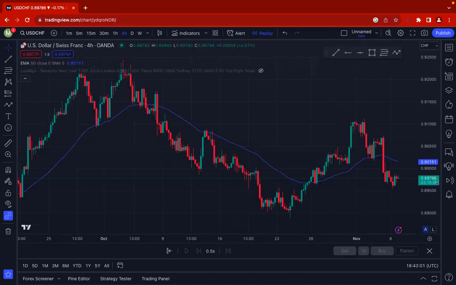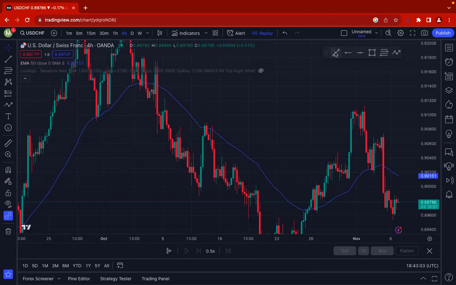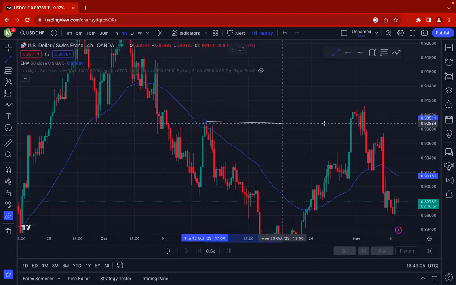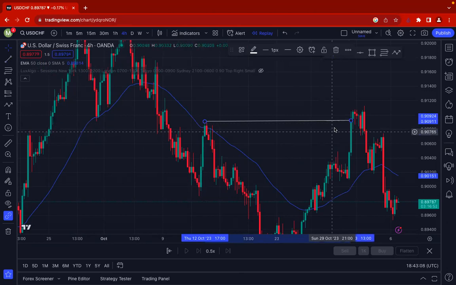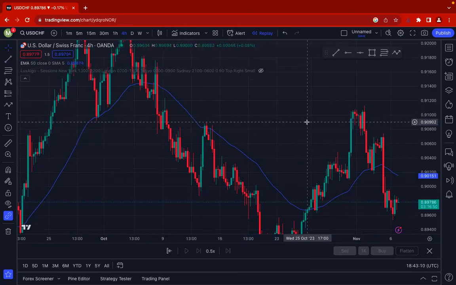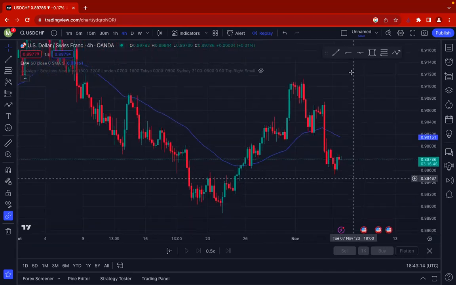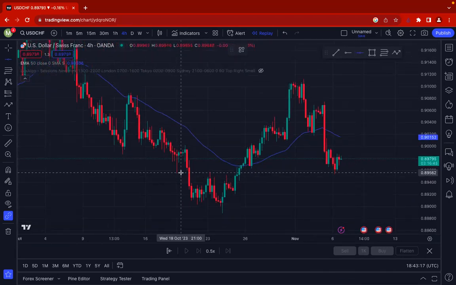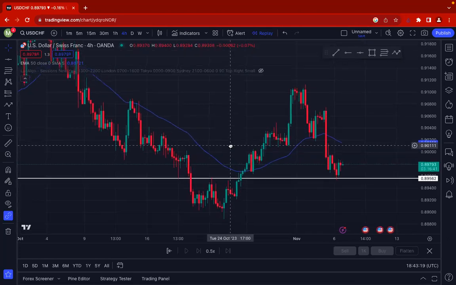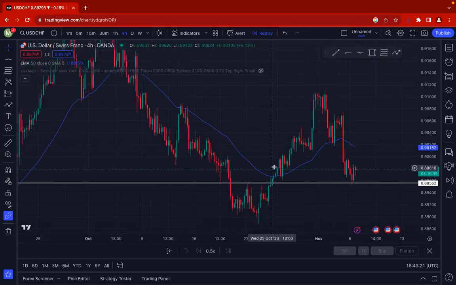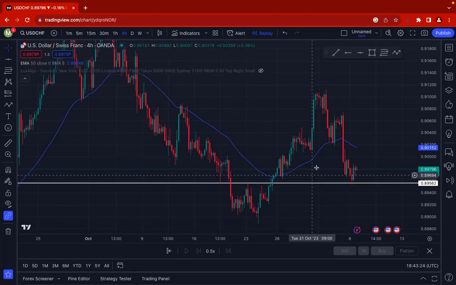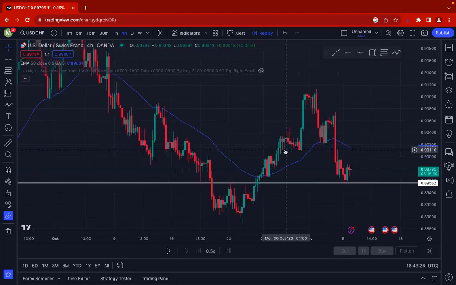On the 4 hour time frame, you can see that it has created a new high. So what are we looking for? We are looking for buys. On the 4 hour time frame, I can mark my support and resistance zone. I can clearly identify that this is a support zone, and if I'm looking to buy, what I'll do is go to the 1 hour time frame.